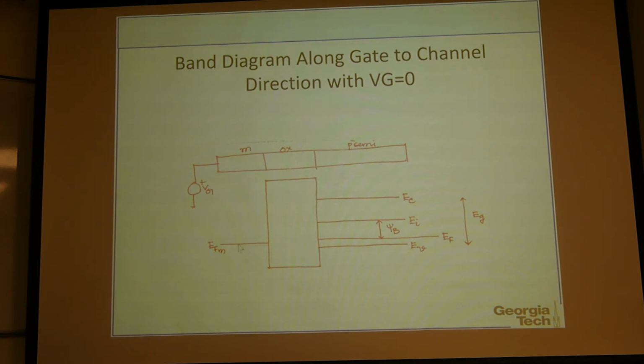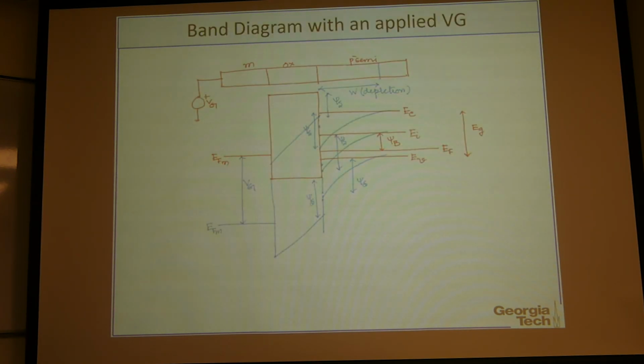Okay, so there will be lambda. This is the flat, and then we have this phi b. That is the distance between the Ei to the Fermi level. So this is the starting point, and now we will apply positive voltage.